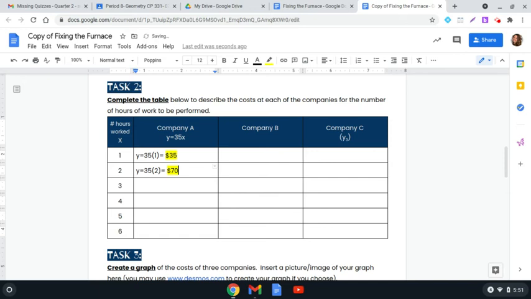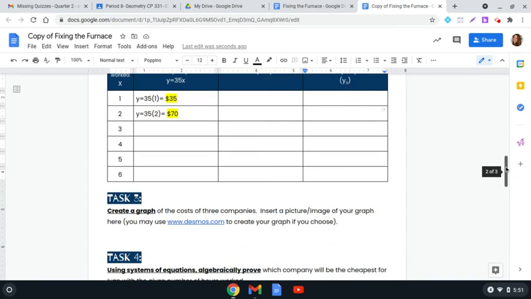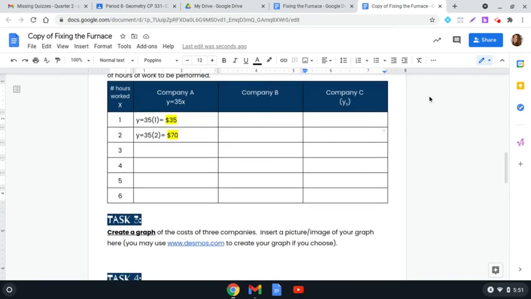So you would keep going with this all the way down. When you do this column, you'd be using a different equation, plugging in 1, then here plugging in 2, then here plugging in 3. Same thing with column C. You're just going to have a different equation for each column. This is going to be the easiest way to see your data, okay?